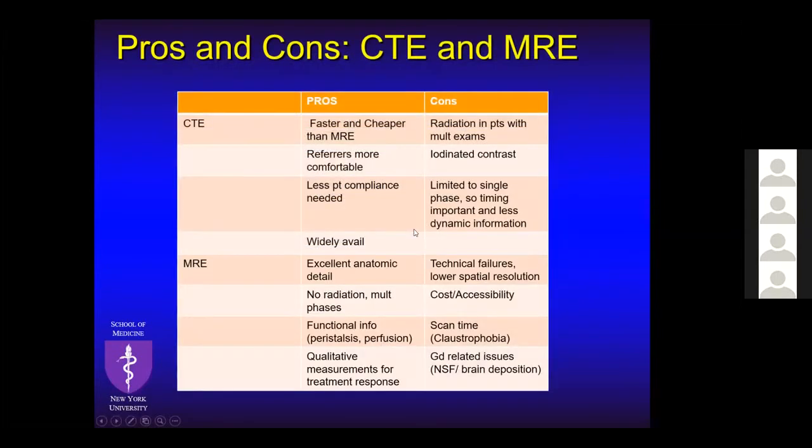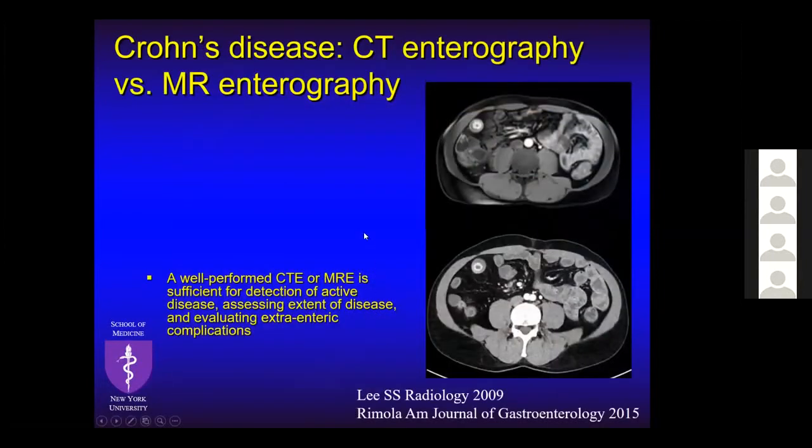So what about CTE versus MRE? People get into very big fights here about this. Generally, our clinicians prefer CTE because they can read it easier. It's not as many sequences, but the radiation is the big issue. The MRE is great. It depends on the quality of your magnet, obviously, and you need to have highly trained technologists. So here you can see the same patient, CT versus MR, kind of similar.